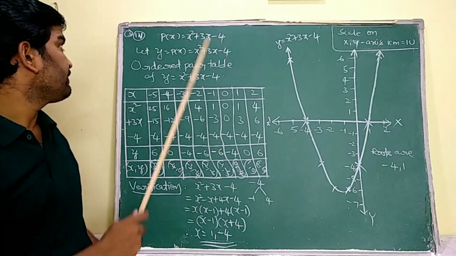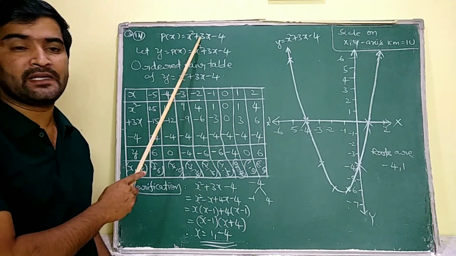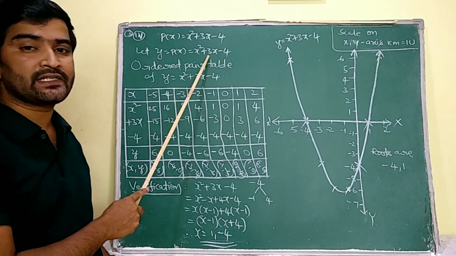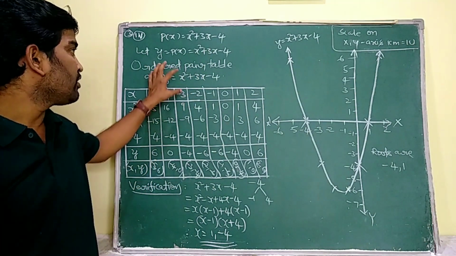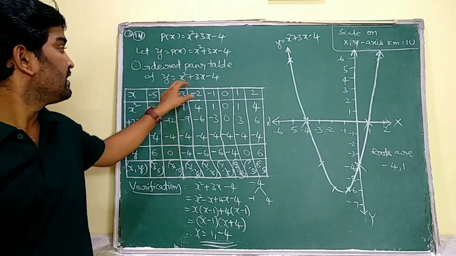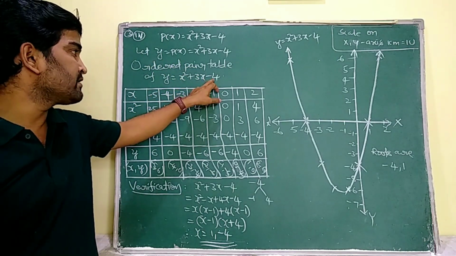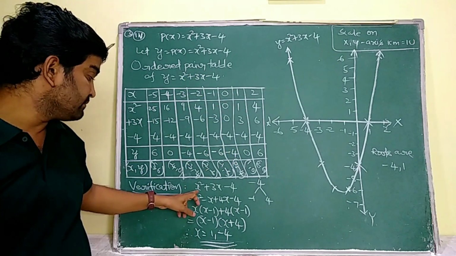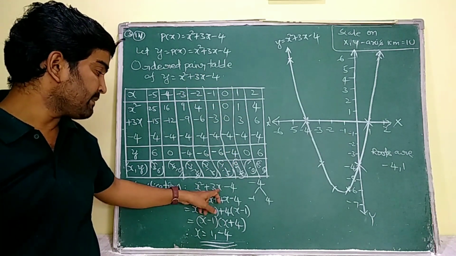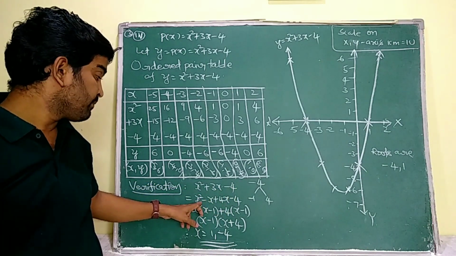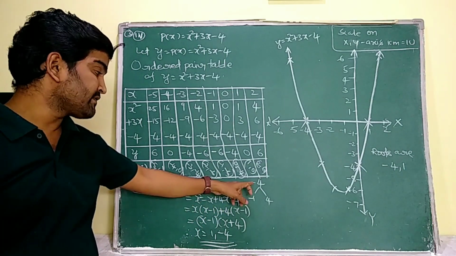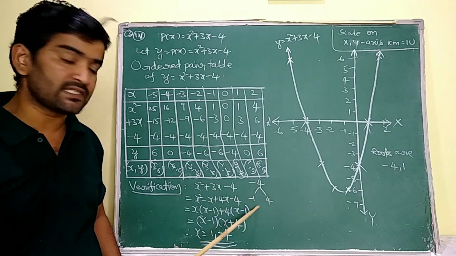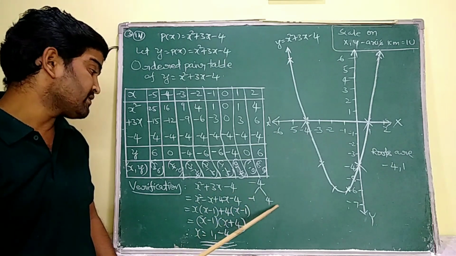See my fourth graph. P of x is equal to x square plus 3x minus 4 he gave. So let y is equal to P of x is equal to x square plus 3x minus 4. Now you have to write the ordered pair table of y is equal to x square plus 3x minus 4. Before going to prepare the ordered pair table, we have to verify it now. X square plus 3x minus 4. So here minus 4 into 1 minus 4. This minus 4 is going to be split into 2 such that their product must give minus 4, their sum must give plus 3. So minus 1, 4.